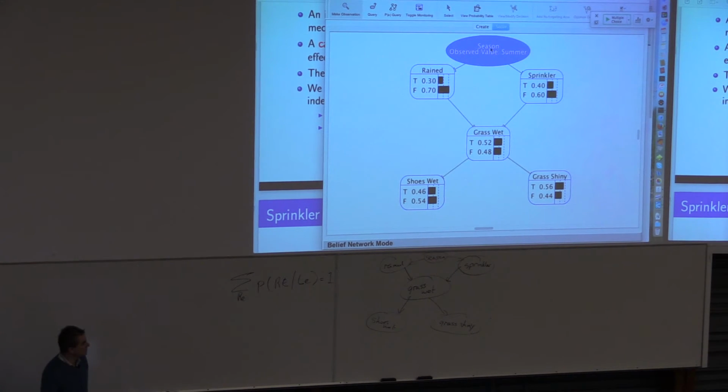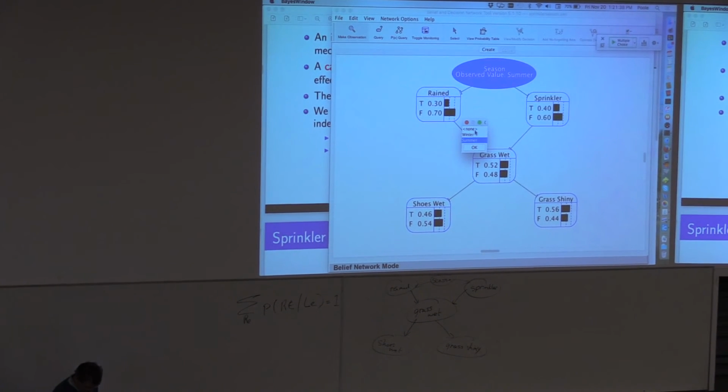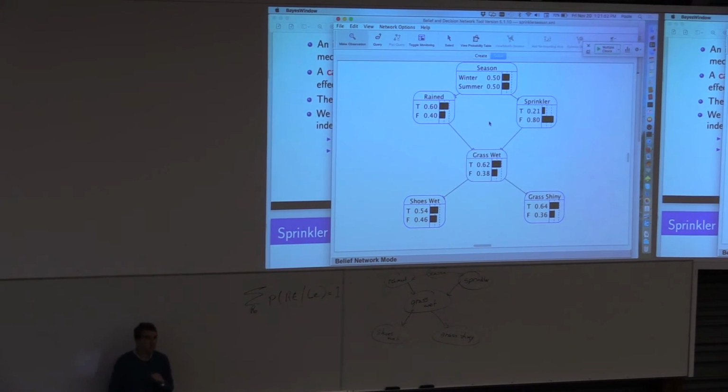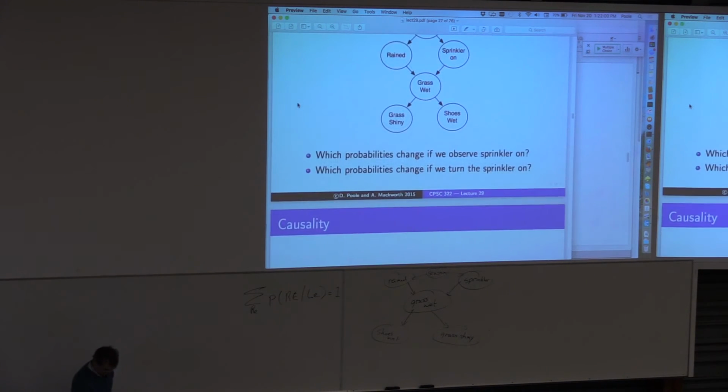And if you don't know the season, right, then there's a lower chance of the sprinkler, but still it's more likely that it rained. Okay, any questions about that? Good. So that's all stuff that we've seen before.